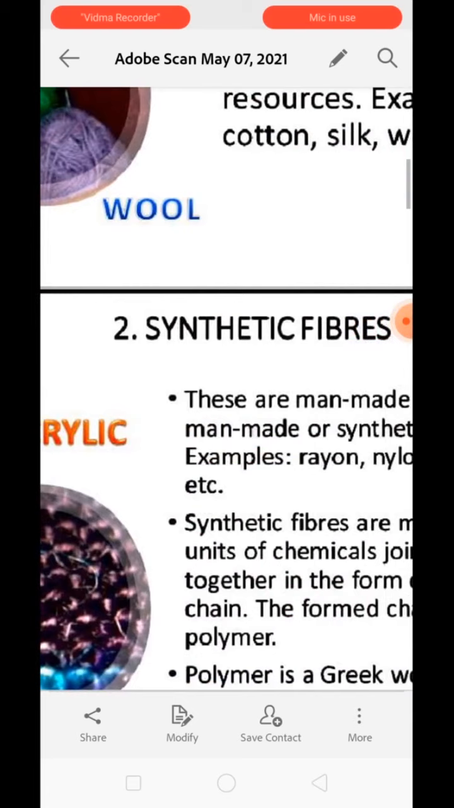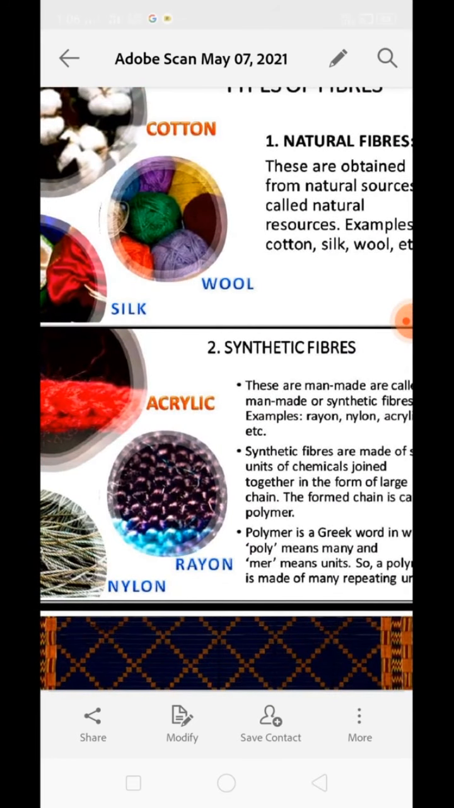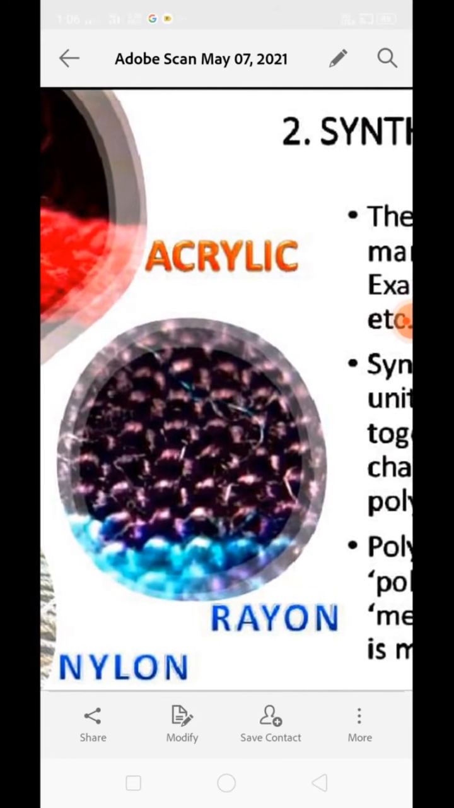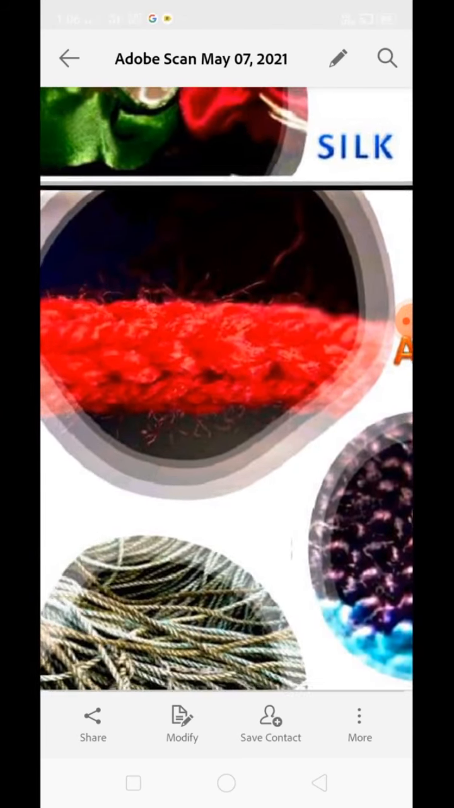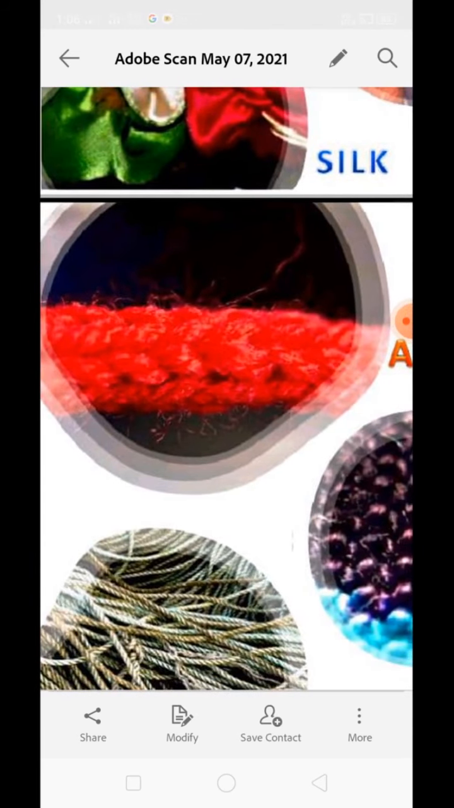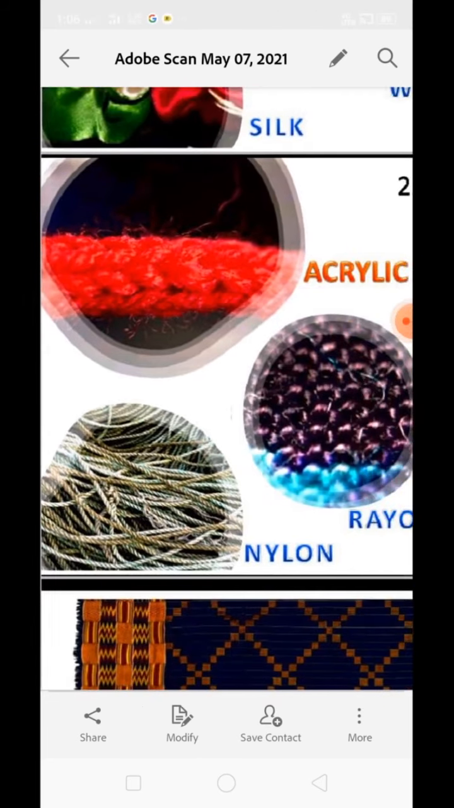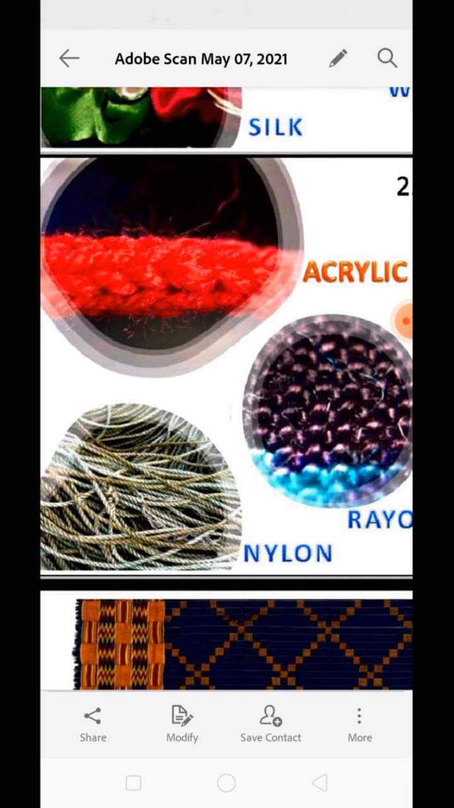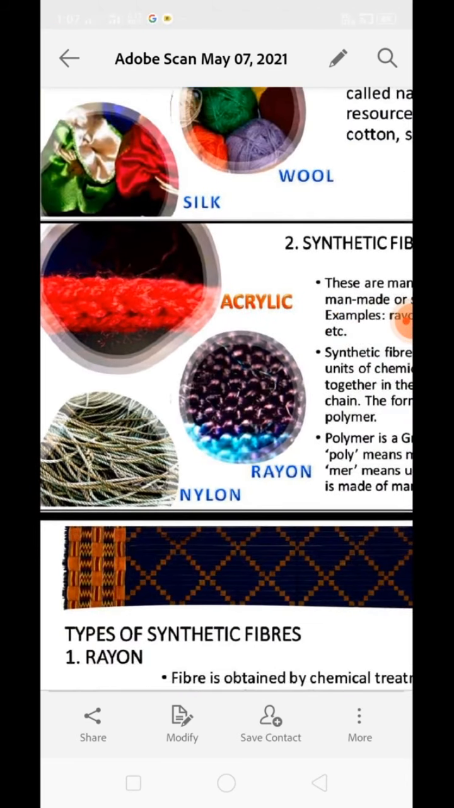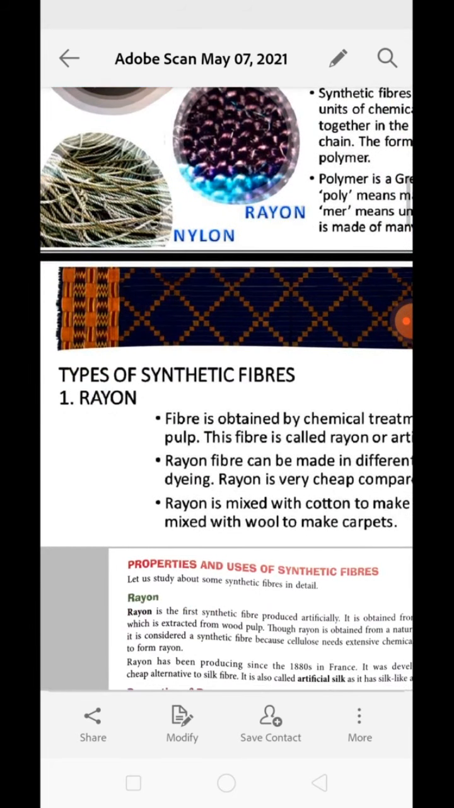In synthetic fiber, we have the example of rayon. Rayon is also considered as artificial silk. This is acrylic. Acrylic has the appearance of wool. And this is nylon, which has the highest tensile strength. Understood? So we are now going to discuss the properties of these synthetic fibers, because earlier in class 6 and 7 you have already studied the characteristics and properties of natural fiber.